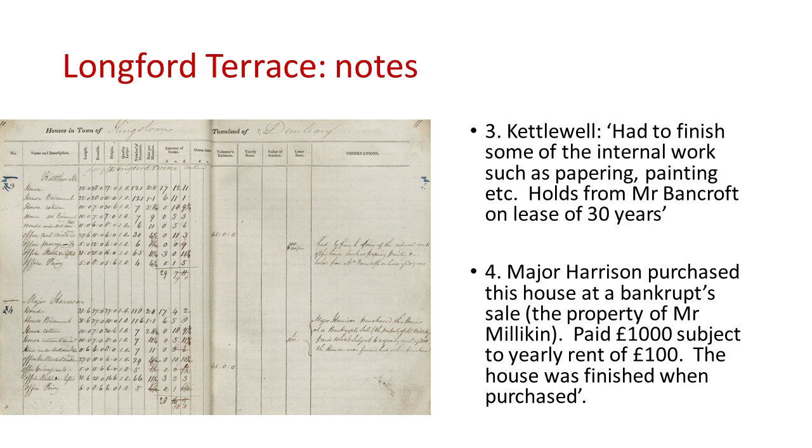Now, I imagine these are enormous big houses in Longford Terrace. The cost of papering and painting in 1846 was £70. But Major Harrison purchased this house at a bankrupt sale, the property of Mr. Milliken, whom we saw already. He paid £1,000 subject to a yearly rent of £100. The house was finished when purchased. So you have these little extra snippets of information.